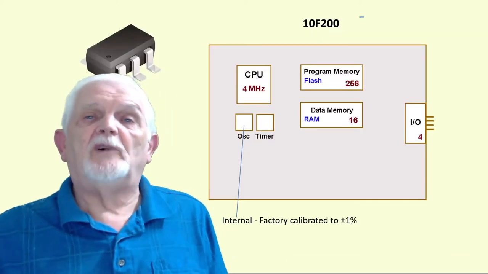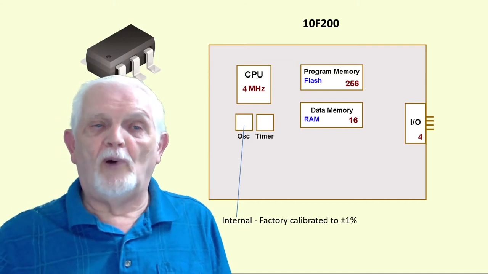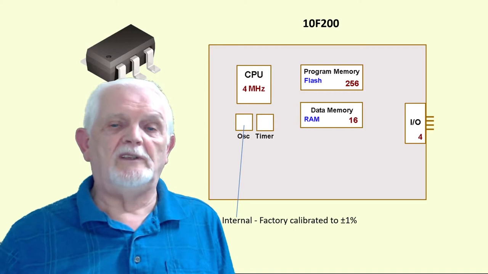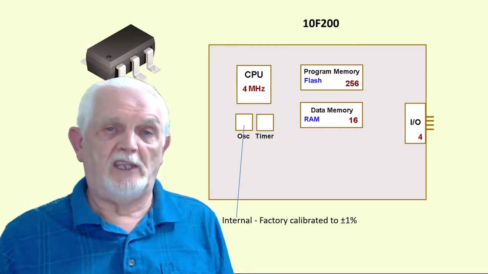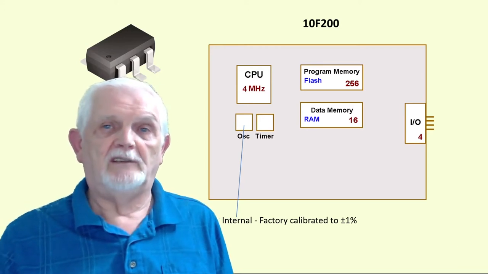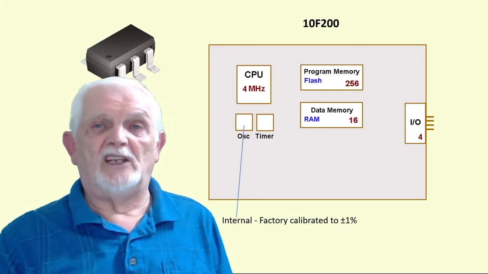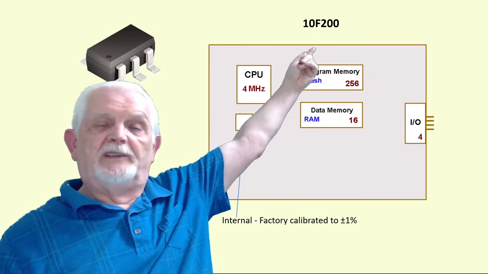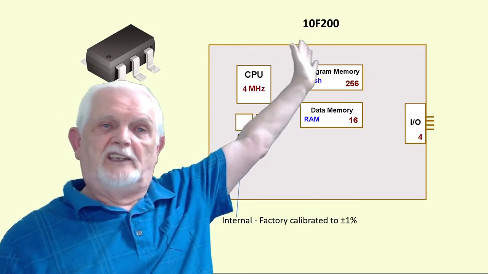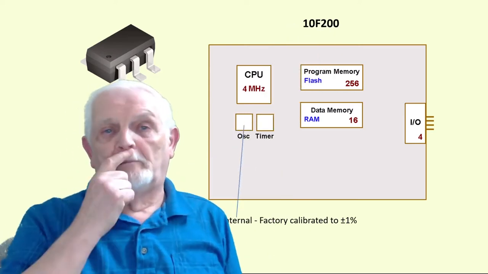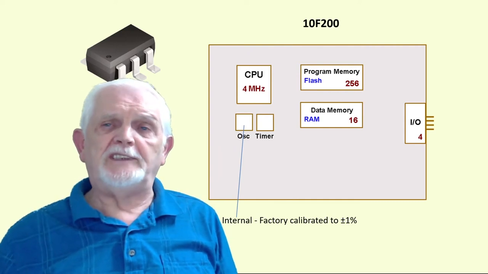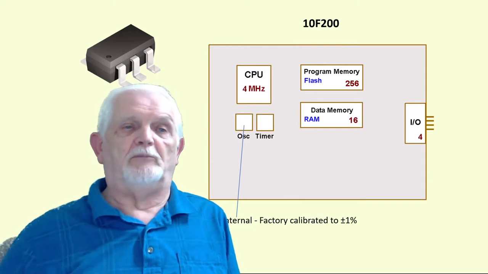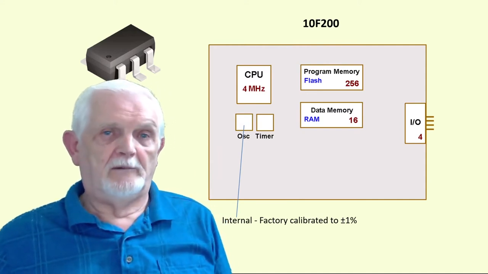So let's start with the bottom of the food chain. This is the smallest one that's still currently sold by Microchip, the 10F200. You'll find that label at the top there is common to them all. There's a 10 series, and then there'll be a 14, a 16 series, and so on. So everything that you see inside that box is meant to be what's inside that tiny little chip. It's only a 6-pin chip here.